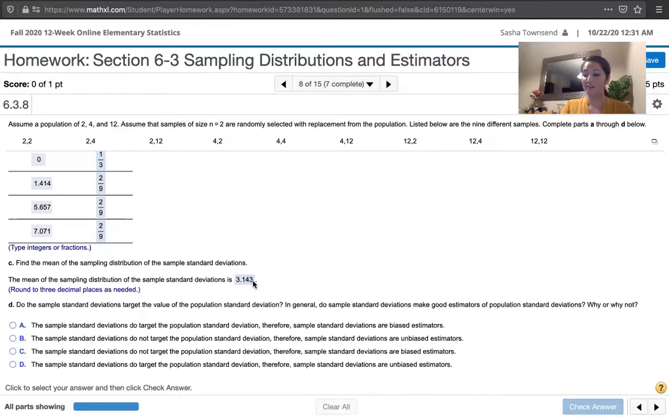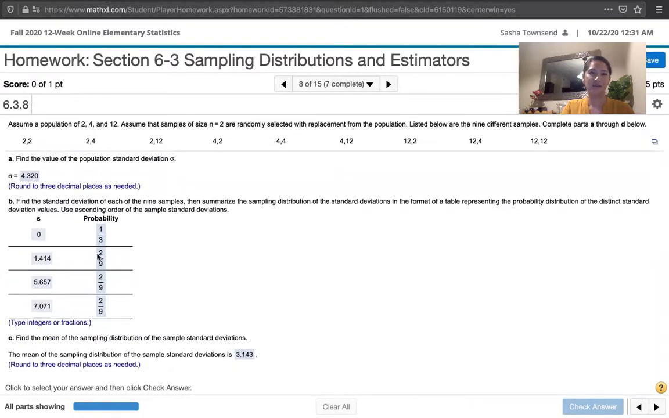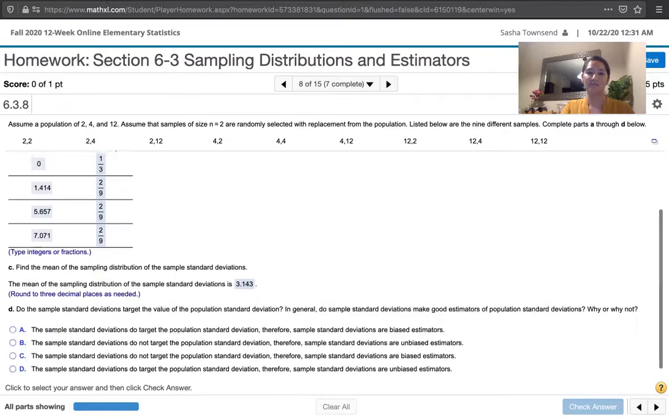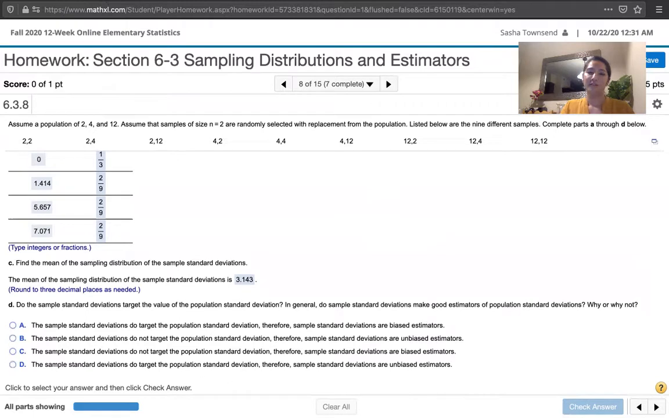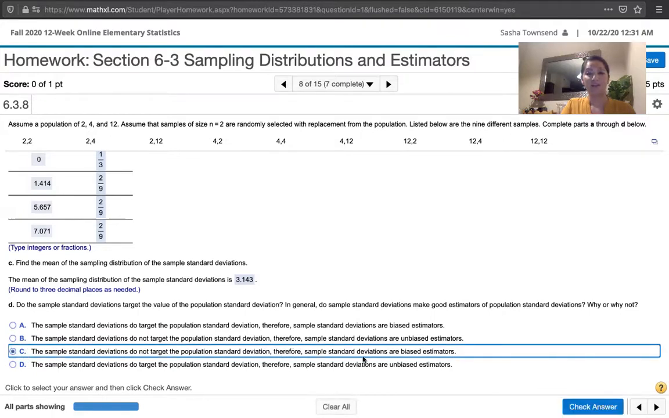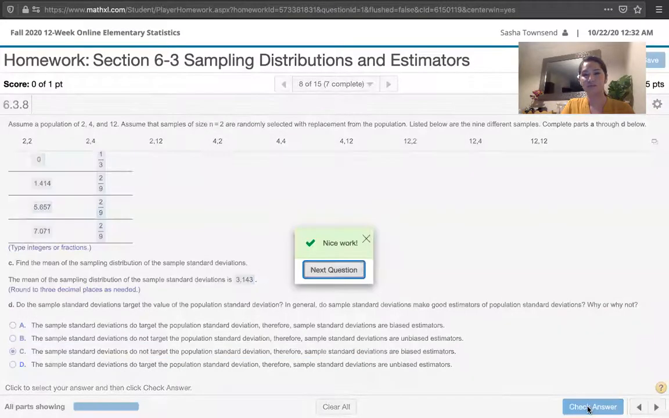So the mean of the sampling distribution was 3.143, or it turned out to be 20 times the square root of 2 over 9. Now let's compare that to the actual population standard deviation. That was 4.320. This is significantly less than that population standard deviation. So sample standard deviations do not target the population standard deviation. So that is our answer. And then we say, therefore, since they do not target their intended population parameter, these sample standard deviations are what are called biased estimators. And that's it.